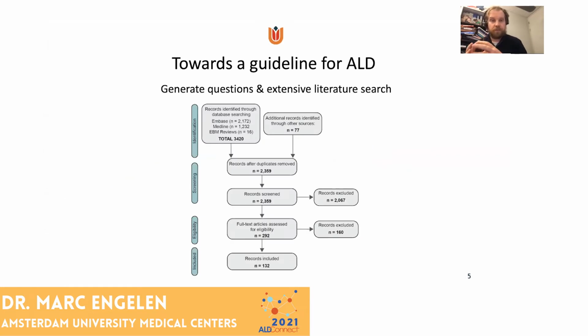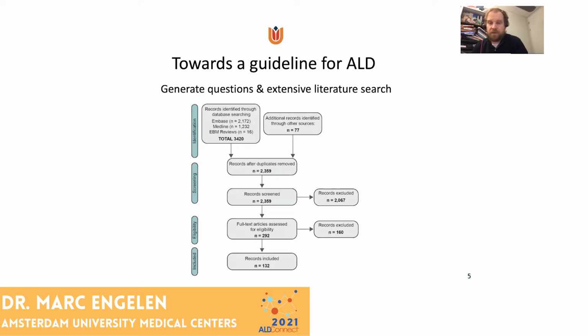So first, with a small group, we generated the most important questions. And for these questions, we also asked input of several patient organizations in Europe and in the US. To also make sure that patients' voices were heard in those clinical questions. And after we had defined the questions, we did a very extensive literature search, which is summarized in this flow chart. And we ended up with a large number of publications on the diagnosis and treatment of ALD.